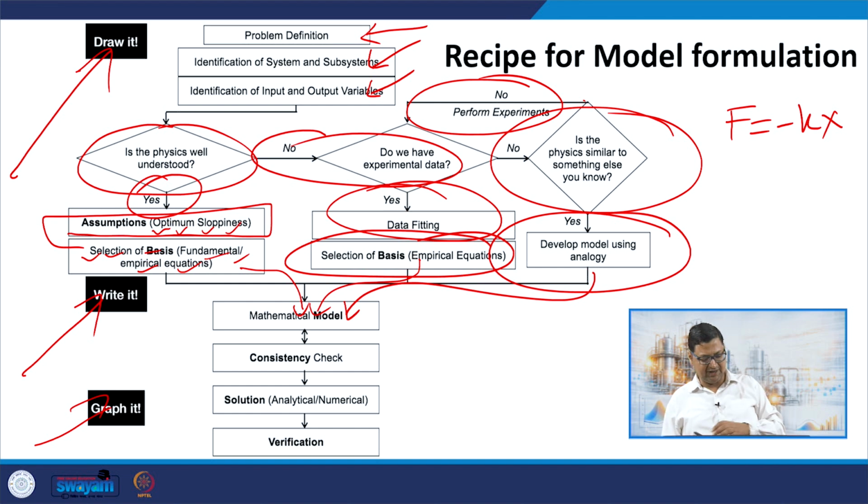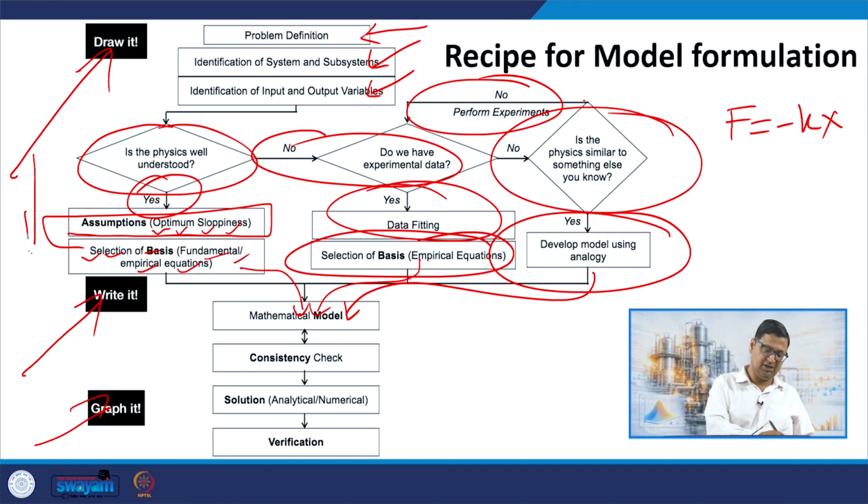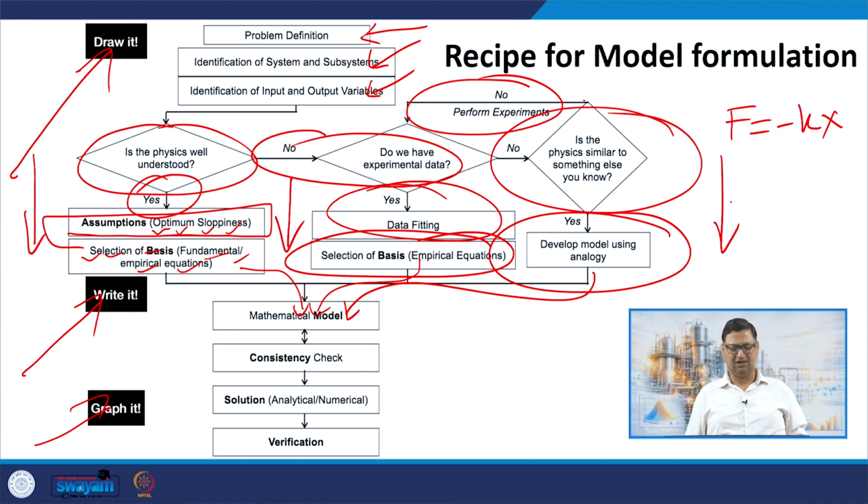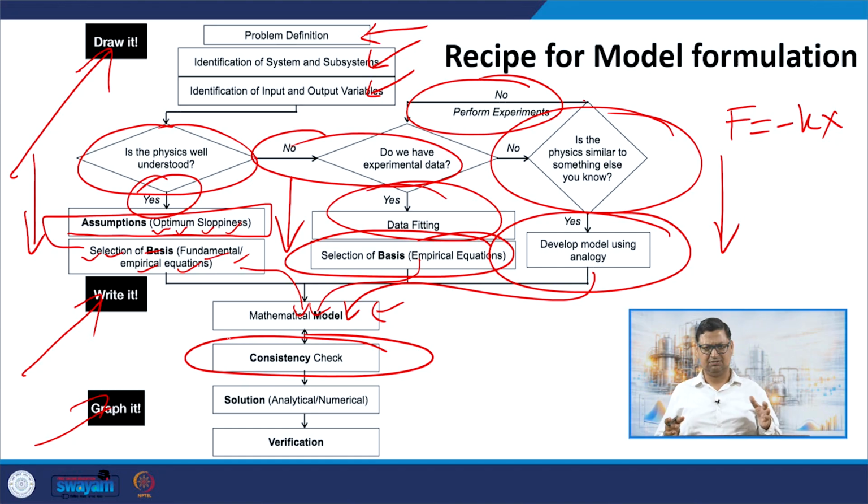So, no matter what we did, whether we followed a fundamental approach, that is the first one, or an empirical approach, that is the second one, or by analogy, that is the third one, now we have a mathematical model. And before even trying to solve this, the very first thing we should see is whether the model is consistent, and I will speak a great deal about it in this course.